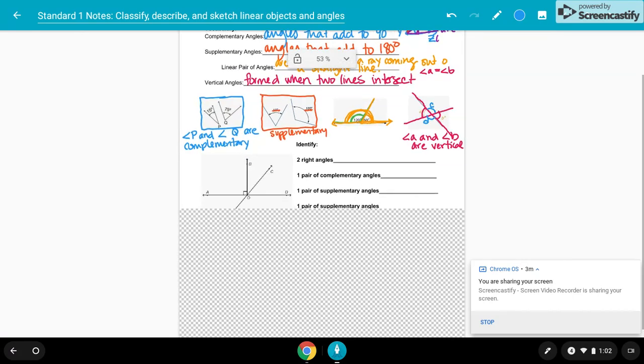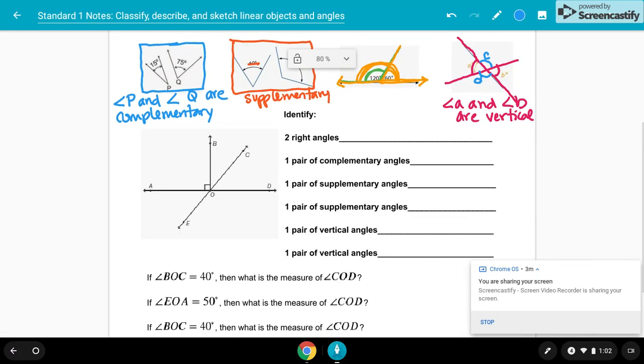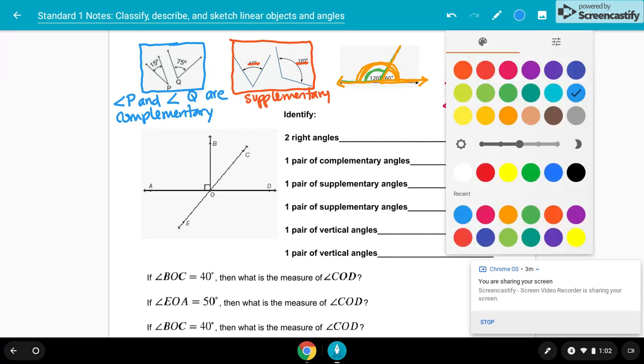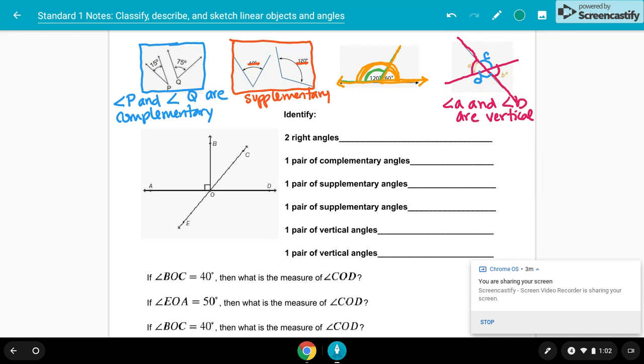Now we're going to practice identifying. I'm going to leave some of these to you. I'm going to do one of each, and then you guys can do the rest and check your answers with me or your teacher. A right angle. I see one right angle right here. So I would say one of them is BOD.